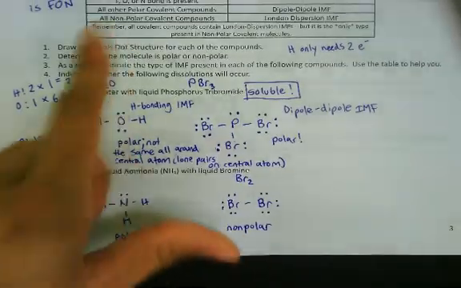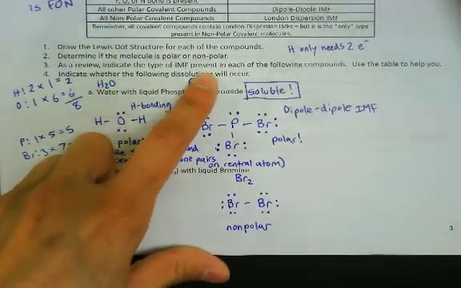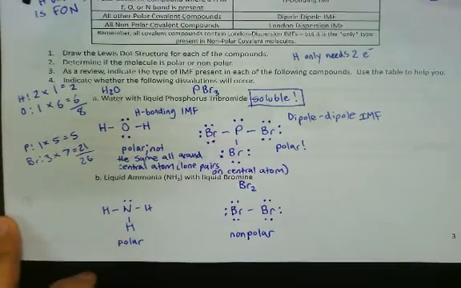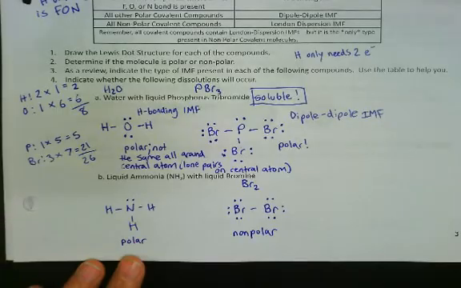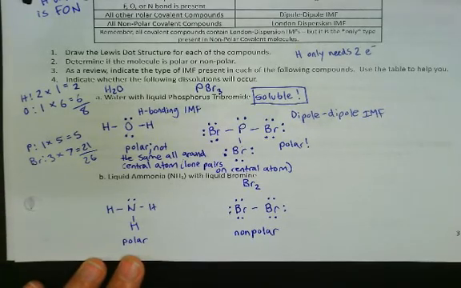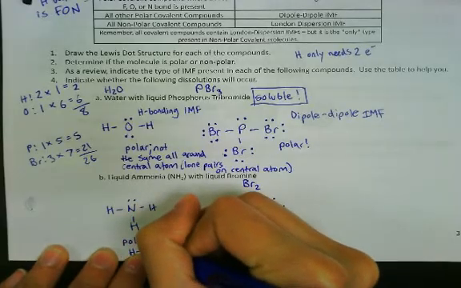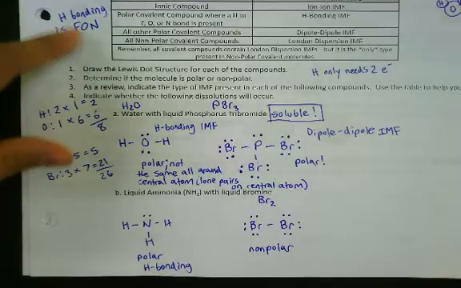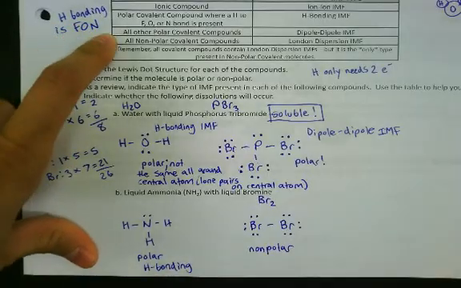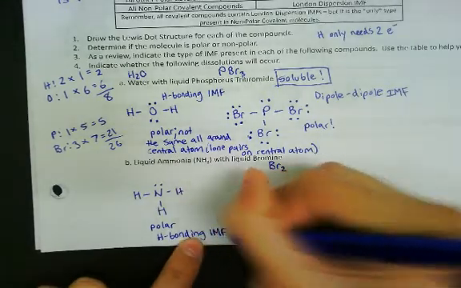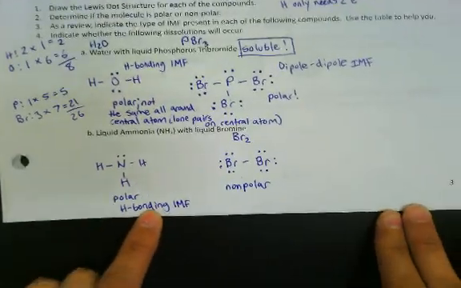So as our review, again, we want to indicate the type of IMF present in each of the following compounds. So what did y'all assign as the dominant IMF in this ammonia? Hydrogen bonding, very good. Hydrogen bonding. Hopefully you were able to see that there was an H bonded with an F, O, or an N, in this case an N, right? H bonding IMF is our dominant IMF. Okay?